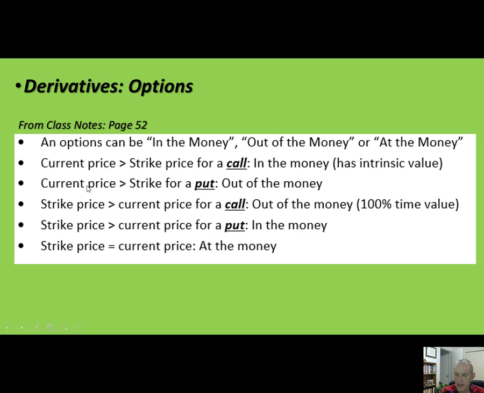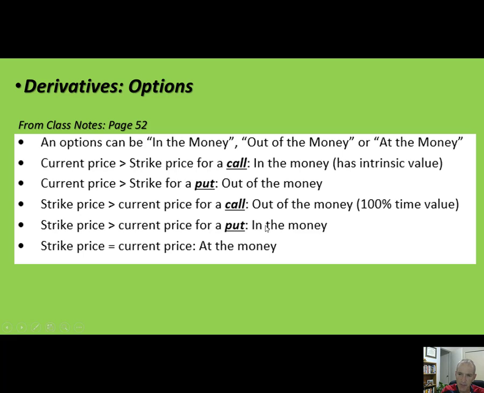If the current price is greater than the strike for a put, then it's out of the money. So if we did a put option on Apple, where Apple was trading for 120 and our strike was 100, that put would be out of the money. The one we did had a strike greater than the current price, 140 versus 120, so that's out of the money for a call. If we had a strike price on Apple of 140 and the current price was 120, that would be in the money for the put option.